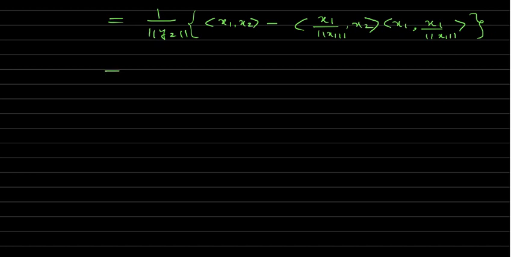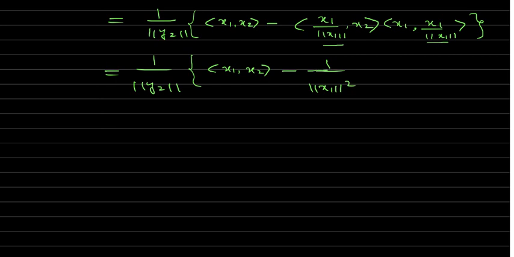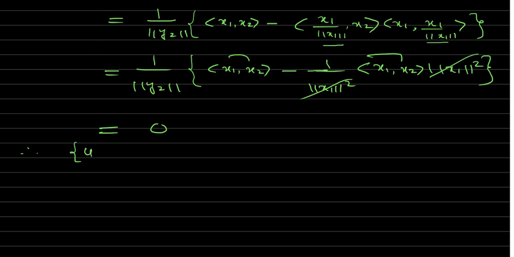So this is equal to 1 divided by norm of y2 times inner product x1 x2, minus, the norm of x1 comes out, it will be 1 divided by norm of x1. Note that this x1 is not equal to 0 because the set x1 x2 is linearly independent, so this is valid. Then inner product x1 x1 is again norm of x1 squared, and these norms cancel, it's just x1 x2 minus x1 x2, that's equal to 0. Therefore this set u1 u2 is orthonormal.